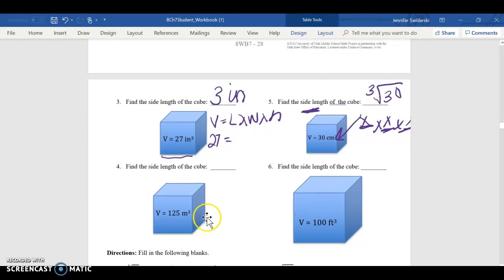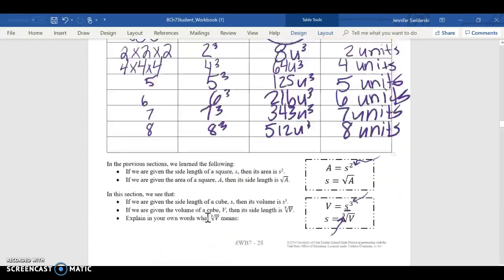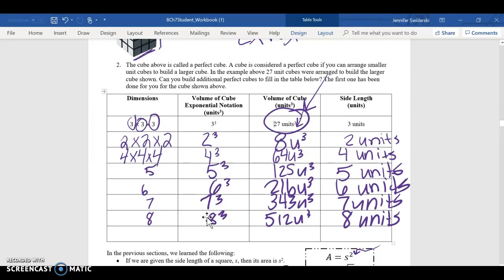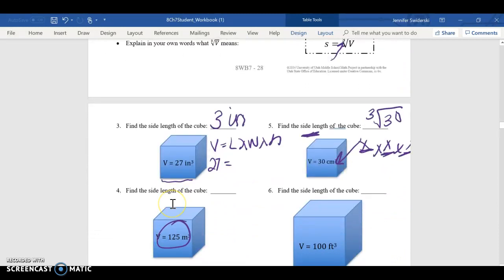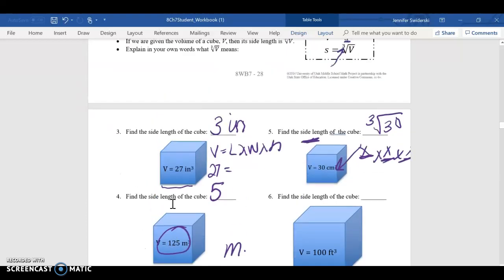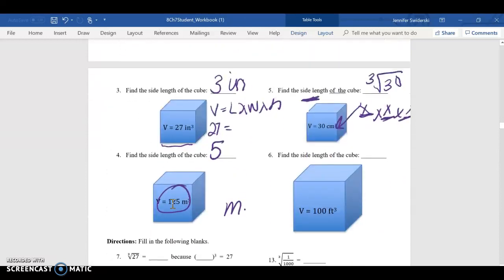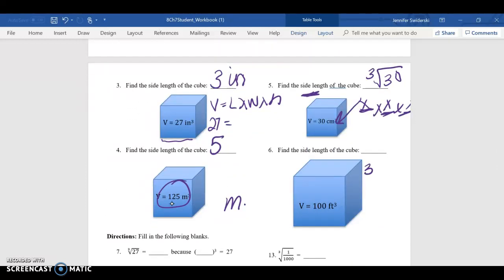This next one, find the side length of the volume, again, of 125. Well, do I have 125 anywhere up here? I sure do. 5 would work. So that means my side length would have to be 5 meters. This next one, is there a 100 anywhere? Well, looking up here, I don't see a 100. So again, if it's not a perfect cube, you can just write it as the cubed root of 100 feet.